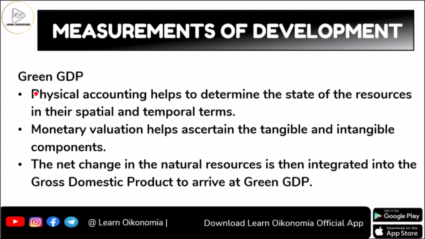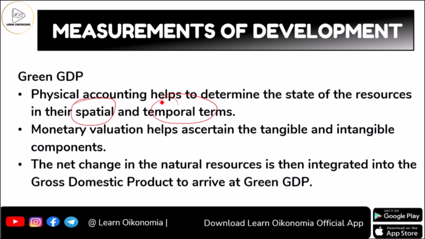Now, having said that, let's consider one of the important measures of development, that is green GDP. So we know that GDP takes into consideration the value of all the final goods and services produced in a nation in an accounting year, isn't it? Now, coming to the physical accounting of the very same, this helps to determine the kind of economic activity in the economy. But we have to consider certain other aspects as well. We have to consider the spatial aspect, temporal aspect, environmental aspect, etc.